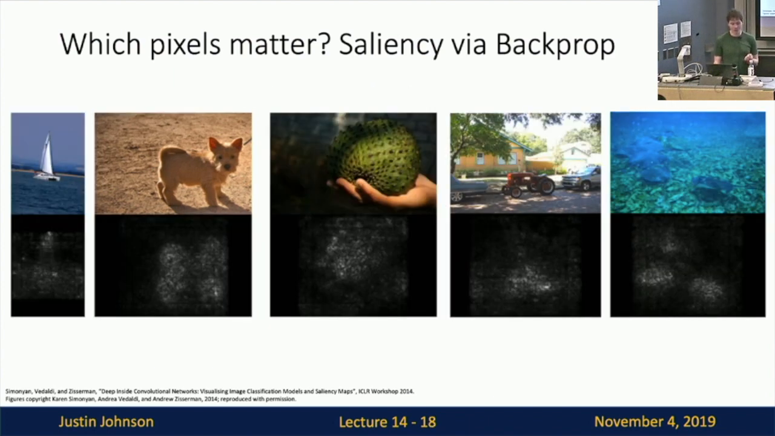We can repeat this not just for this dog image, but for different images, and get these different kinds of saliency maps for what the neural network is looking at, which pixels of the image matter when networks are classifying these different images. So I should point out that I think these examples are from the paper that introduced this technique, and most real examples don't come out this nice.